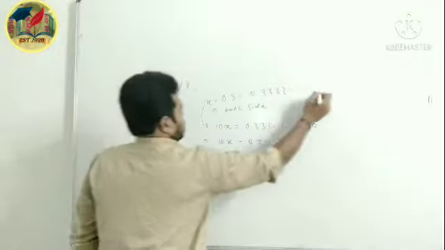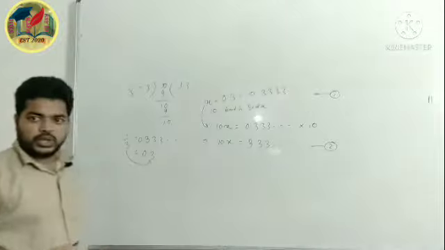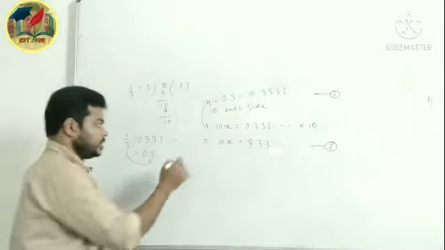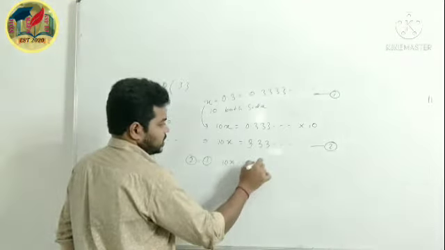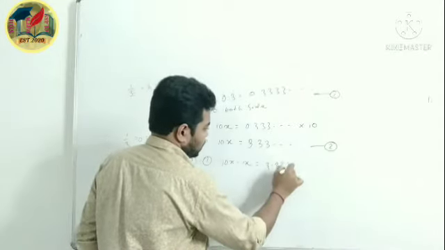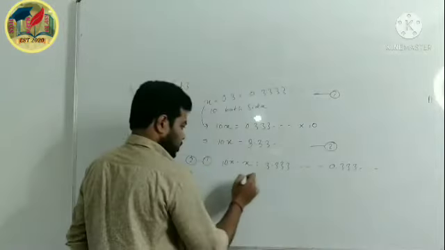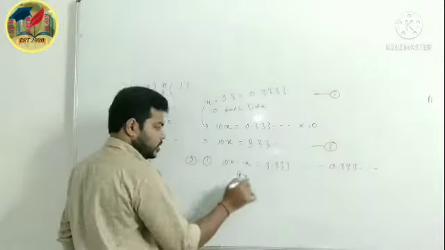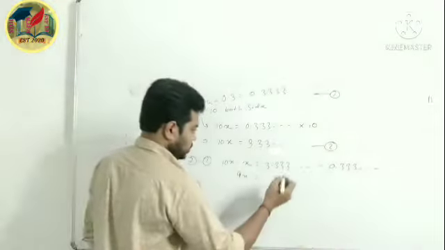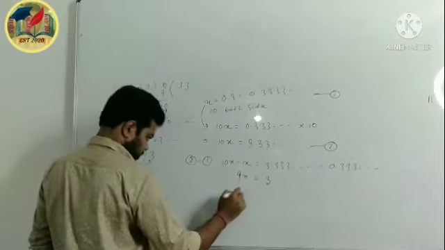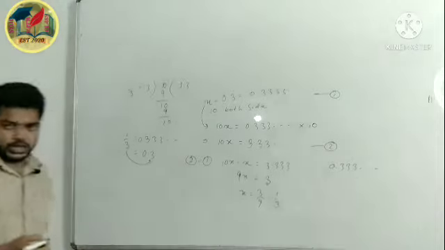Now x equal to this, we consider this is equation number 1 and we consider this is equation number 2. Now if we subtract 2 minus 1 we get 10x minus x equal to 3.3333 and so on minus 0.3333 and so on. Clear? Now 10x minus x, this equal to 9x and 3.3333 minus 0.333, that is 3. Clear? Now x equal to 3 by 9, this equal to 1 by 3.